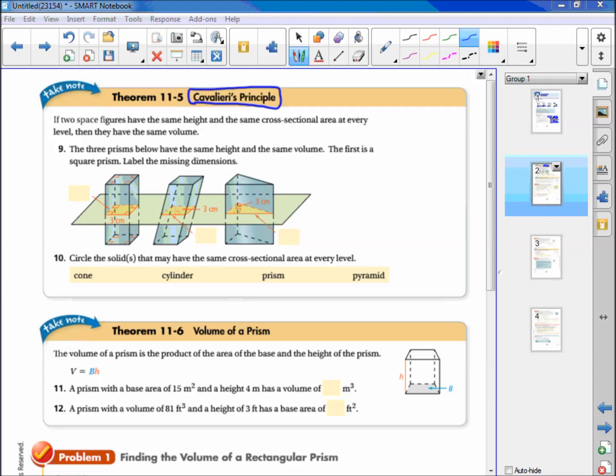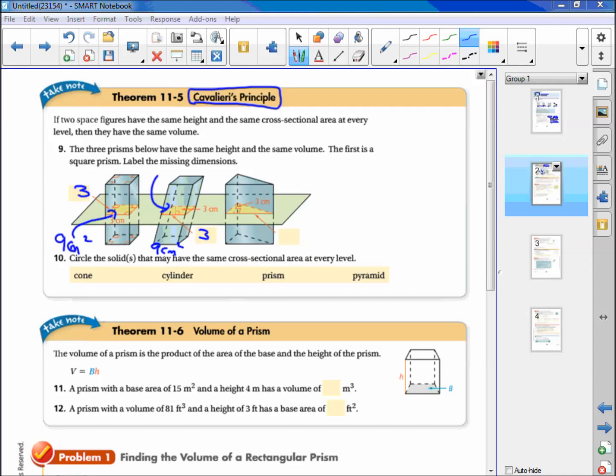The first is a square prism, so let's label the missing dimensions. So this is a square prism, so it's going to be 3 by 3. So a cross section here is going to have an area of 9 centimeters squared. Okay, so this second prism is a square prism, but it's oblique. Okay, but that's not going to change it because each cross section is going to still be a square, 3 by 3, so that it will have an area of 9 centimeters squared.